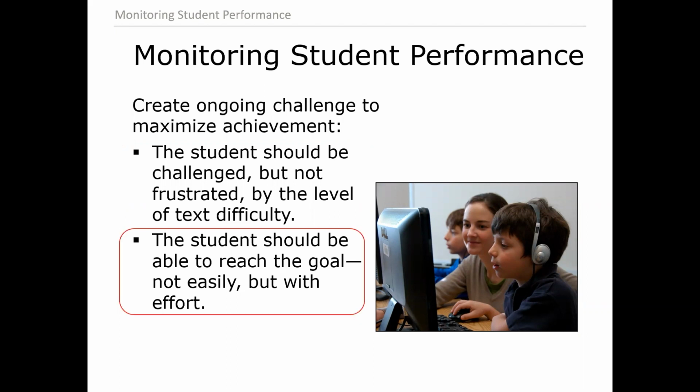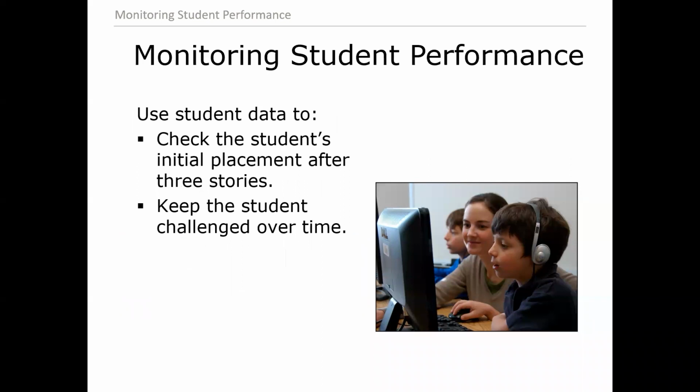You also want students to have goals that are challenging, but that they are still able to meet, right? It's much more satisfying when your goal is something that you're pleased with yourself for being able to do, but is also something that took some effort to get there. Okay, so that's what we talk about in both of the monitoring student performance sections. So again, today we're going to focus on checking initial placement.